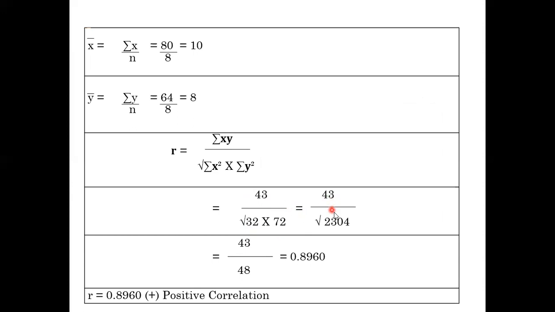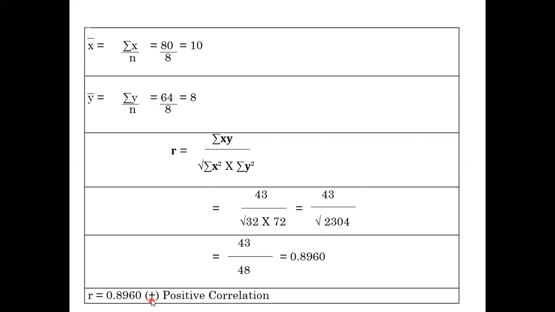So this is 43 divided by root of 32 multiplied by 72, you will get 2304. Keep the root as it is. Next step is 43 as it is, divided by root 2304. For that, if you take the root, you will get 48. So 43 divided by 48, you will get plus 0.8960. If you do not get any minus value, it is called positive correlation.